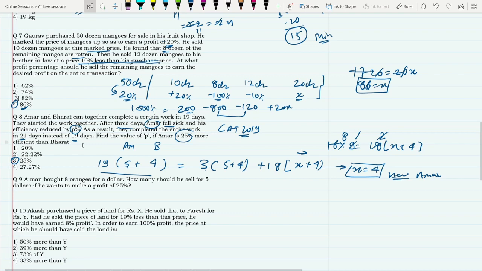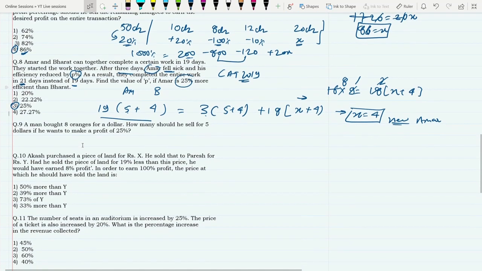A man bought 8 oranges for $1. How many should he sell for $5 if he wants a profit of 25%? All right. When you buy 8 oranges for $1, cost price of one orange becomes 1 by 8. That is the cost price. What is the earning the person wants? Person wants 25% earning. How do you write 25%? 5 by 4. That is the new selling price.